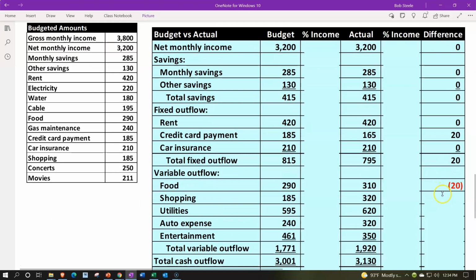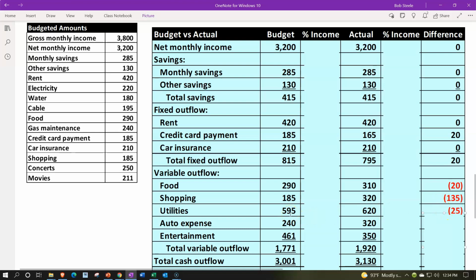And then the variable costs, these are the ones that we expect to have more control over. So if we had the food, we've got the 290 minus the 310, that gives us a negative 20. Notice the actual is higher than the budgeted amount. That's usually bad for budgeting. So we overspent on the food category. And then we have the shopping, which once again we overspent. The budget minus the actual, it's a difference of 135. We spent more than we had planned to spend. And then we've got the utilities.